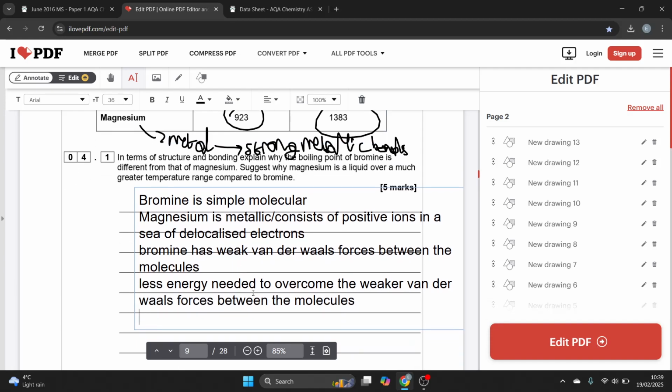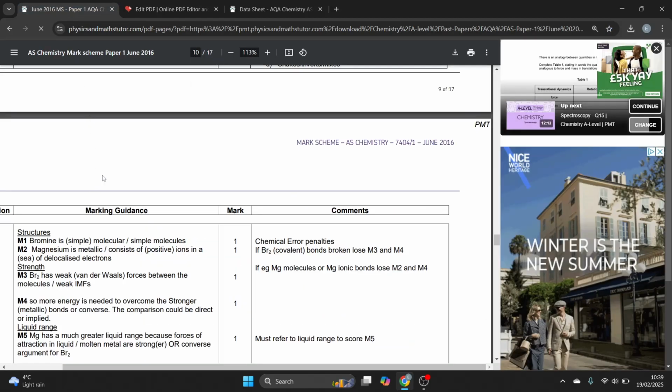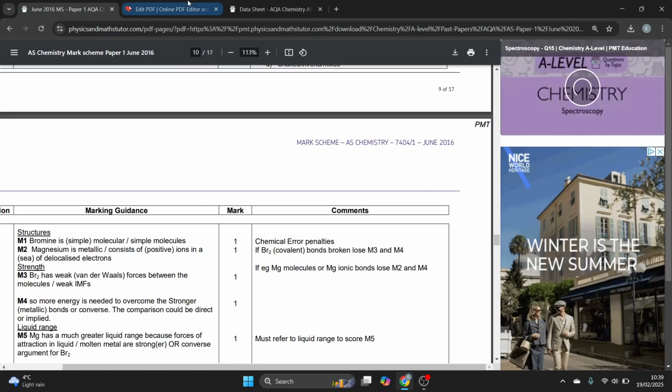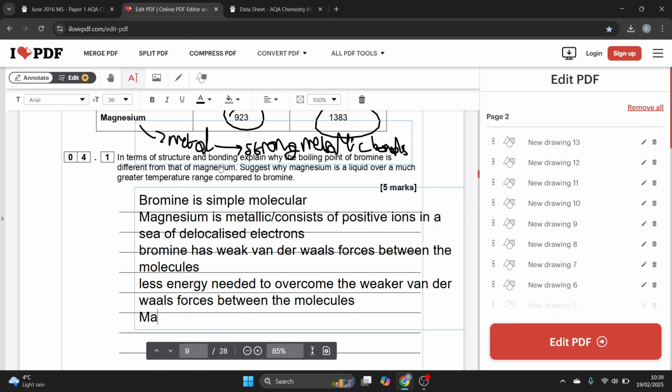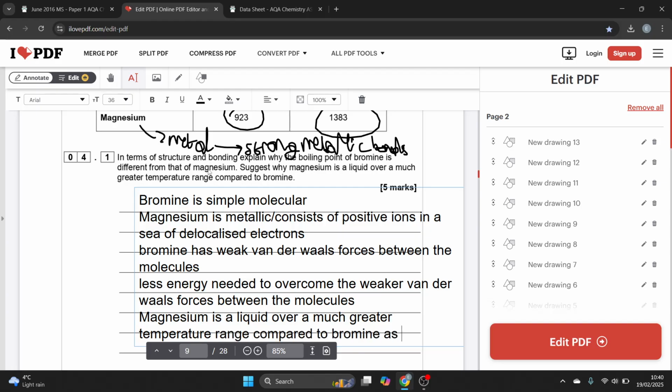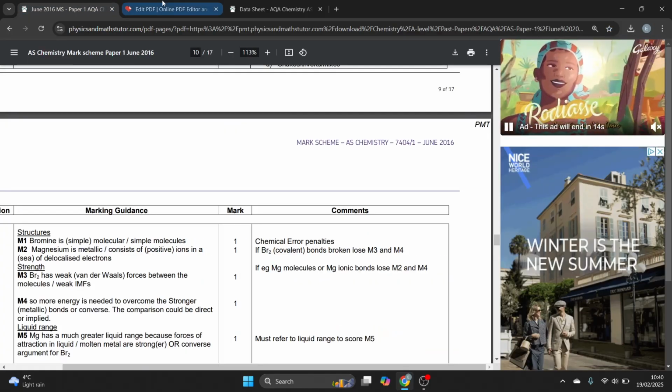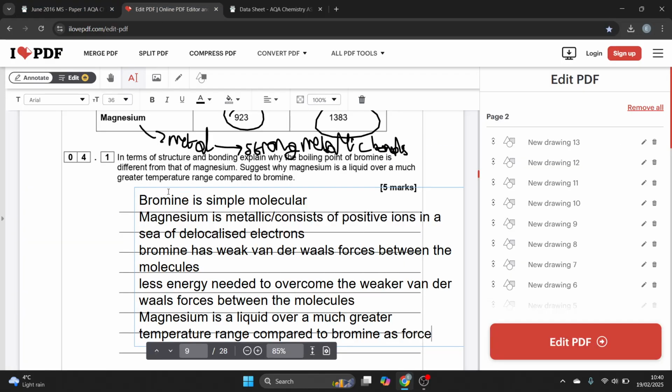And then the final part suggests why magnesium is liquid over a much greater temperature range. I'll say magnesium forces of attraction in the liquid are stronger.